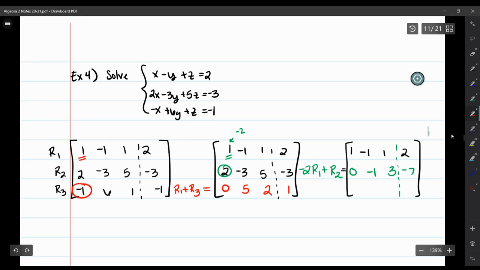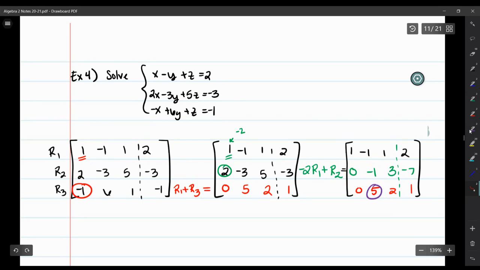And then the red one doesn't change either. 0, 5, 2, and 1. Okay, so now the last place that we need a 0 is here. Now, since I have 0 and 0, I have to make sure I don't lose a 0. So for example, I can't add this row to the first one because 0 plus 1 makes 1. I lose my 0. So we're stuck to only using these two.